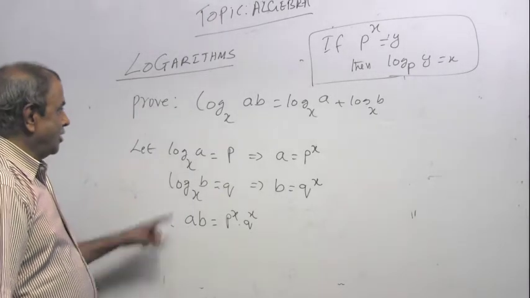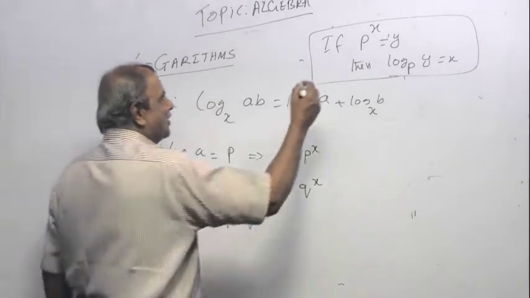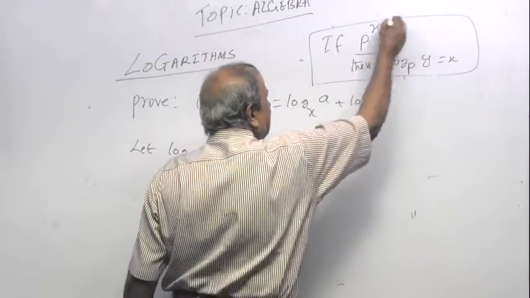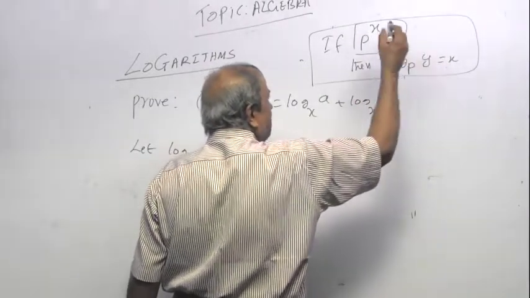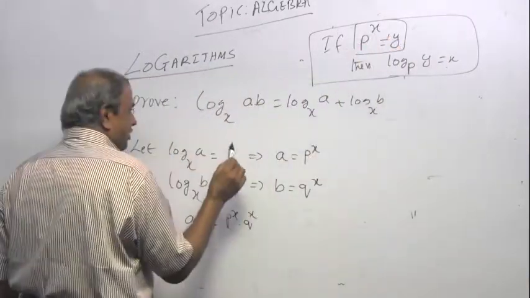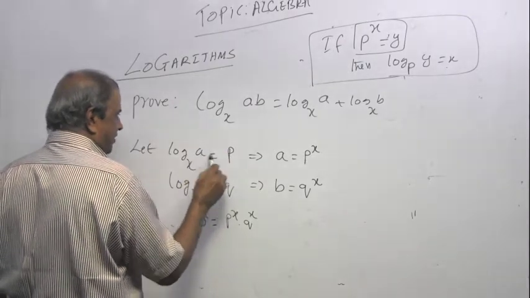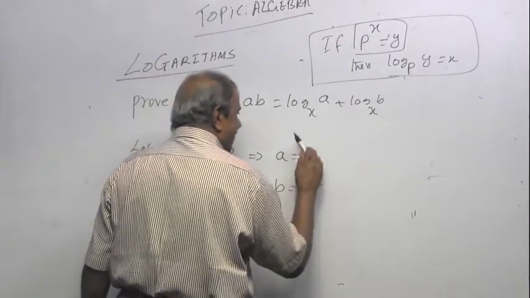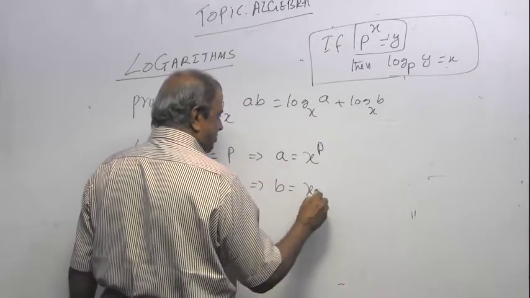I don't know. Can you see where I've gone wrong? Look at this. If p power x is y, log of y to base p is x. That means log of the number to the base is the power. So log of the number to the base is power. So this is x power p. This is x power q.